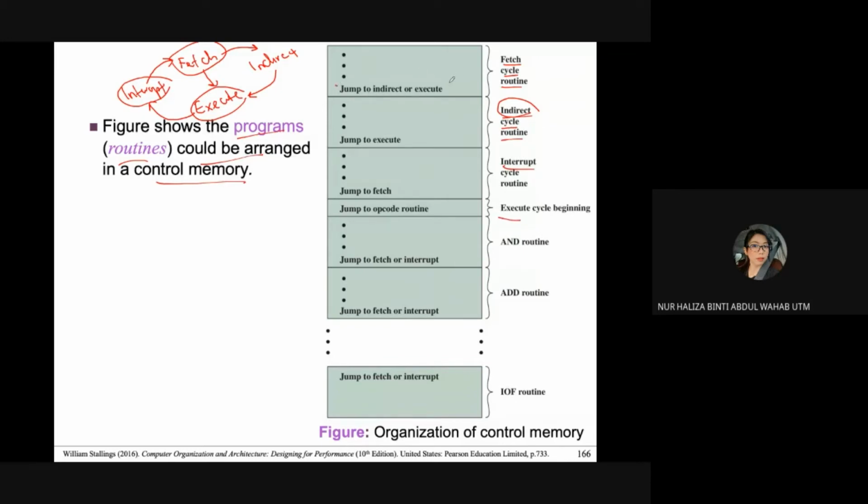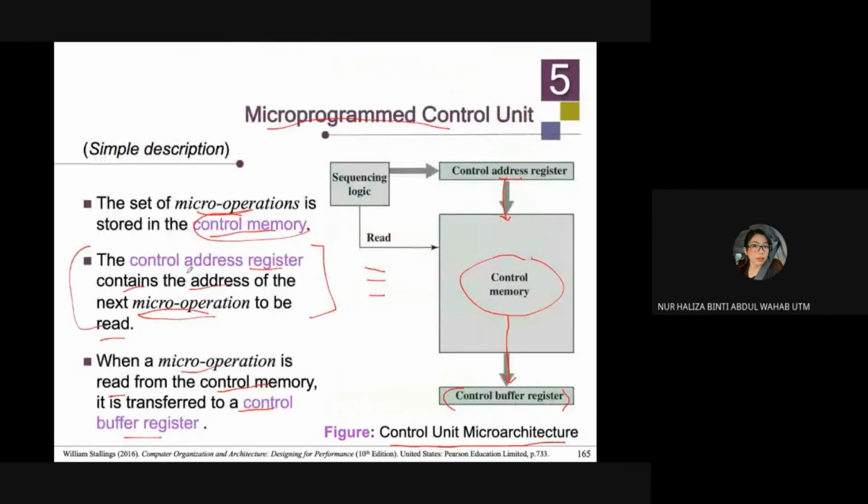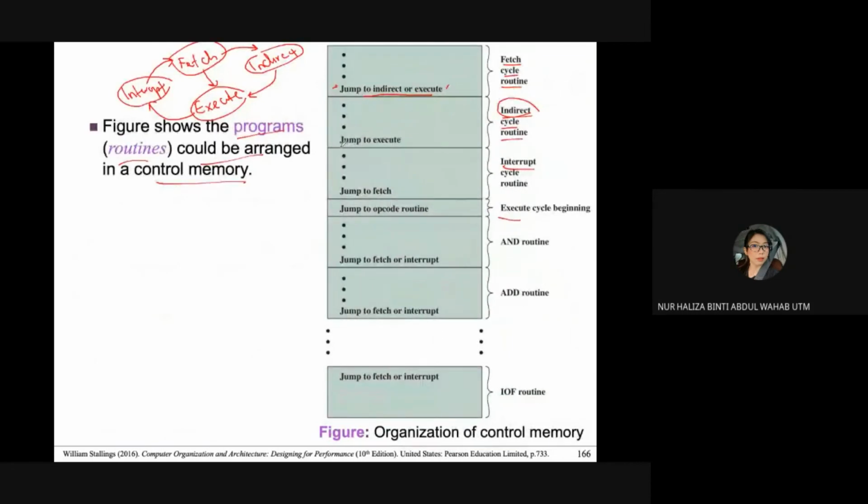Then you can see this one, jump to indirect or execute. See whether you're going to indirect or you're going to execute. It already gives you the address for the next micro operation. Then in your indirect, jump to your execute. From your execute, you can see you're also going to have interrupt, jump to fetch. See this one, interrupt, jump to fetch.